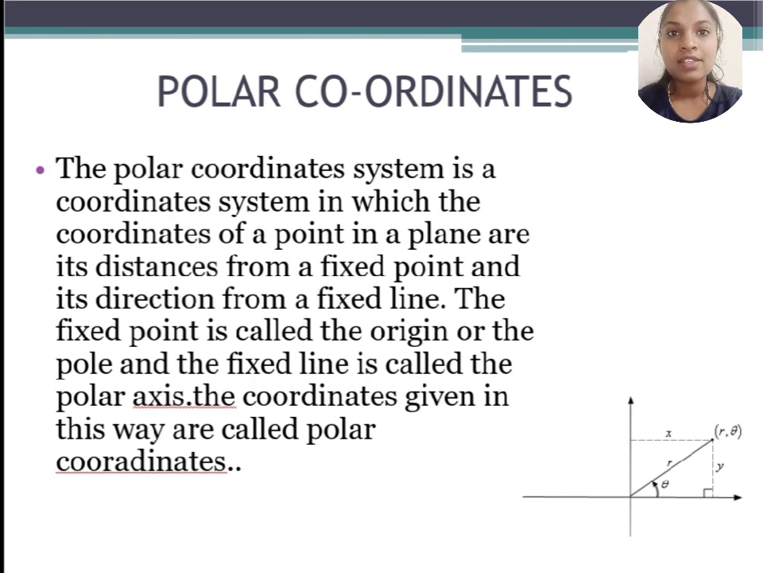Polar coordinates are a coordinate system in which the coordinates of points in the plane are given by the distance from a fixed point and the distance from a fixed line. The fixed point is called the origin or the pole, and the fixed line is called the polar axis. The coordinates given in this way are called polar coordinates.